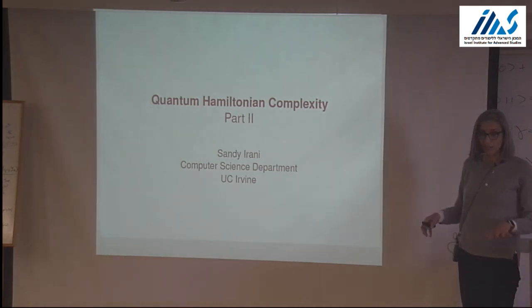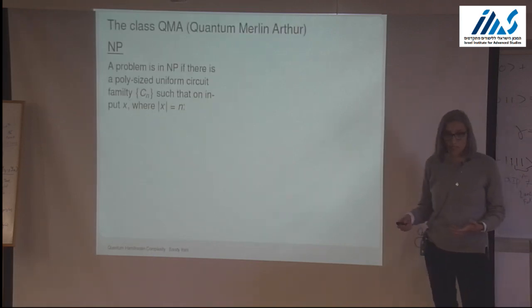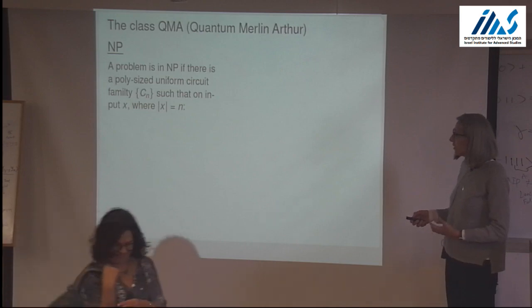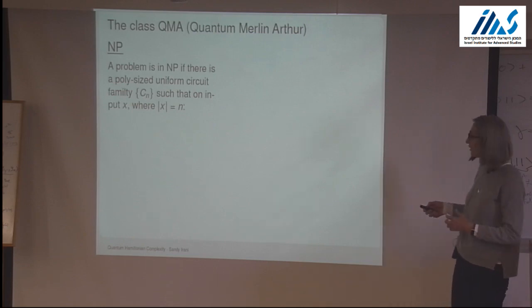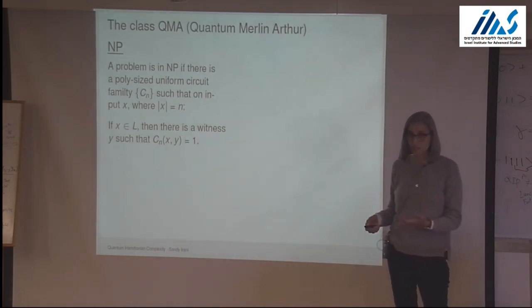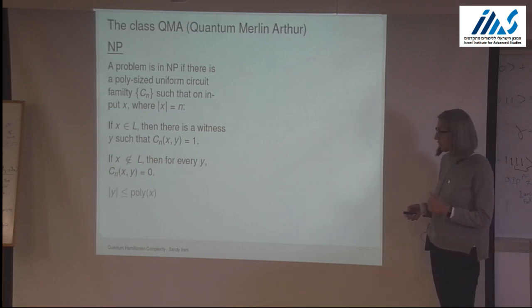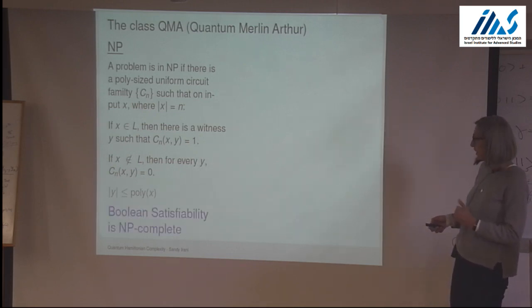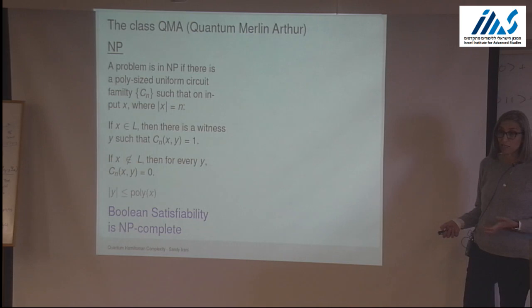So I'm just going to do a little recap of where we were and then start right in again. We defined the class NP last time. A problem is in NP if we have a polynomial size uniform circuit family, generally a polytime algorithm, however you decide to define it. If X is in the language, there's some certificate Y or witness that you can efficiently verify that it's in the language. If it's not in the language, no matter what witness I give you, you're not going to believe me when I tell you it's in the language. So there's nothing I can do to convince you that it's in the language. I stepped through a sketch of the fact that Boolean satisfiability is NP complete, and I'm going to sketch it one more time.